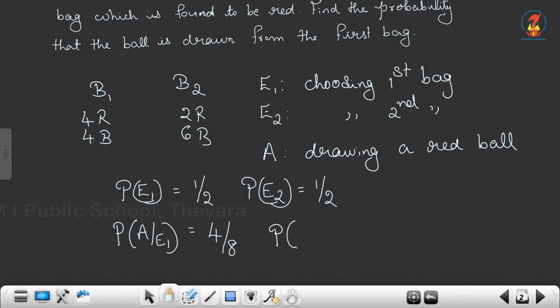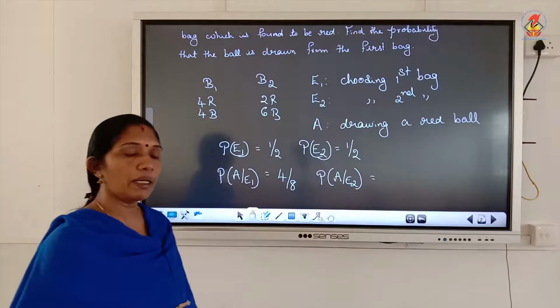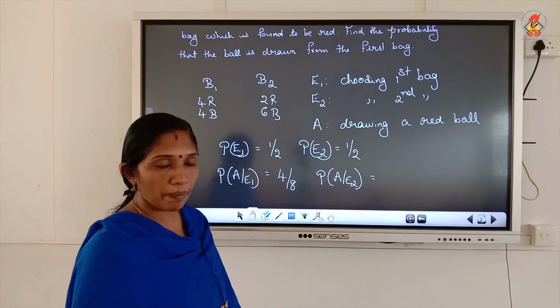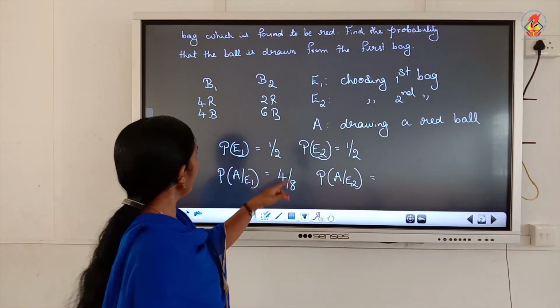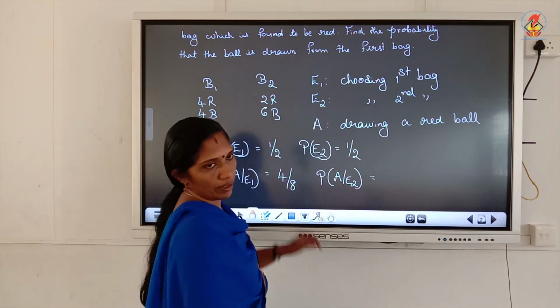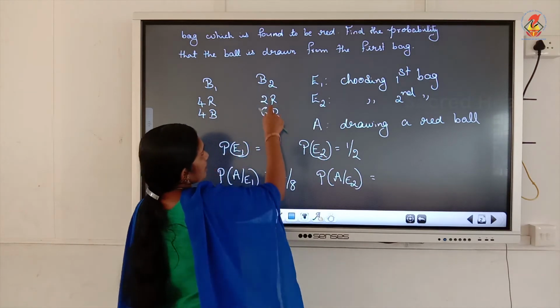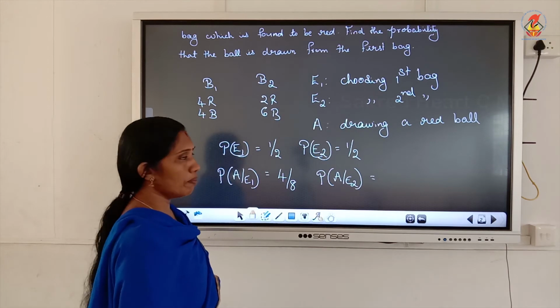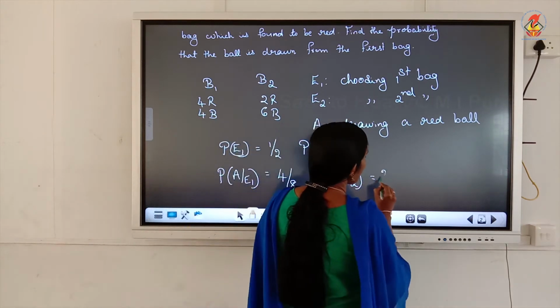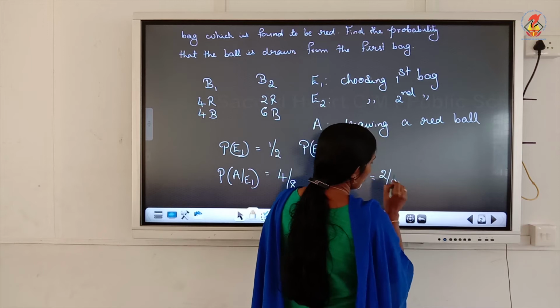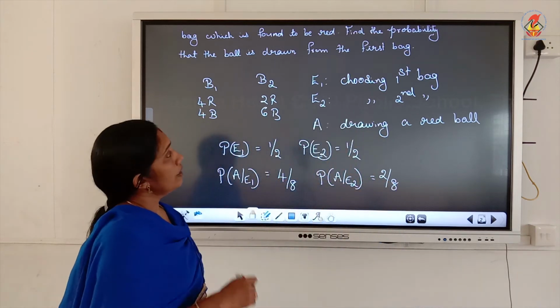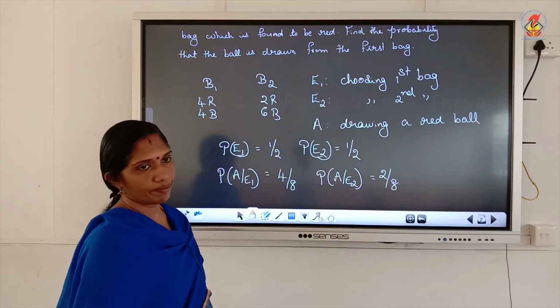Now, what is P of A given E2? A given E2. This happened first, then only A. That is, we selected bag number 2. Then from bag number 2, taking a red ball. So, how many red balls in bag 2? 2 red balls. So, the probability is 2 out of total number of balls 8. Now, what is the question?